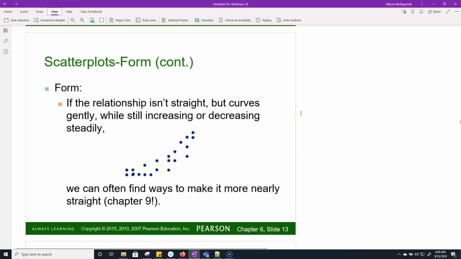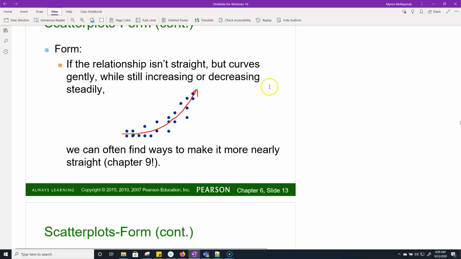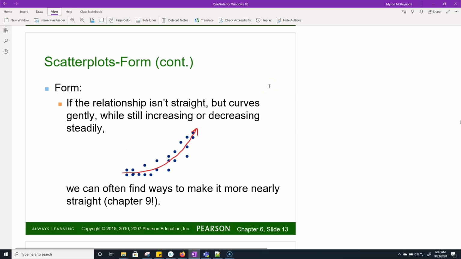If the relationship isn't straight, but it curves gently while still increasing or decreasing steadily, we can actually find ways to make it more straight, or we can do a different type of regression instead of linear. Now see how it makes a curve like that. And we won't run into a lot of data like that in on level. That will be more AP, where we'll run into a lot more curved data. But yeah, that can absolutely happen as well. That means it doesn't have a linear relationship.